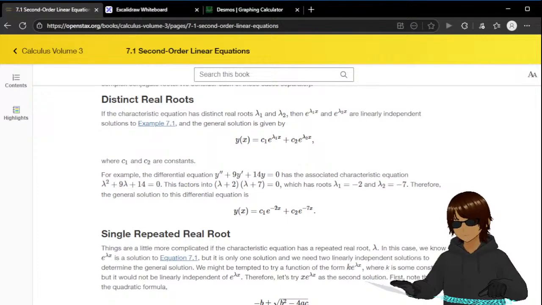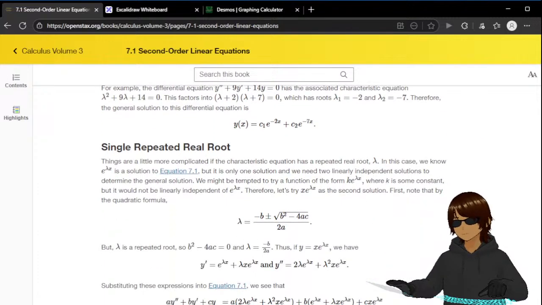For example, the differential equation has the associated characteristic equation. This factors into this, which has roots -2 and -7. Therefore, e to the power of -2x and e to the power of -7x give the general solution.